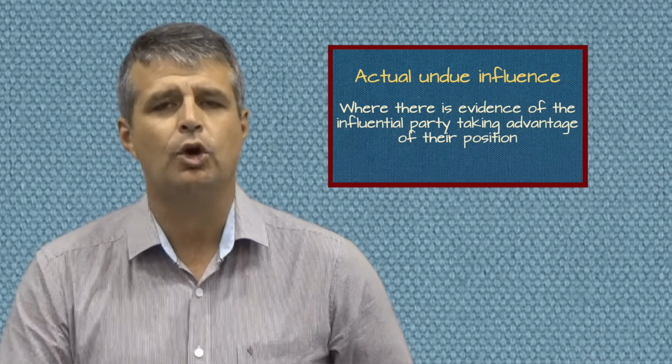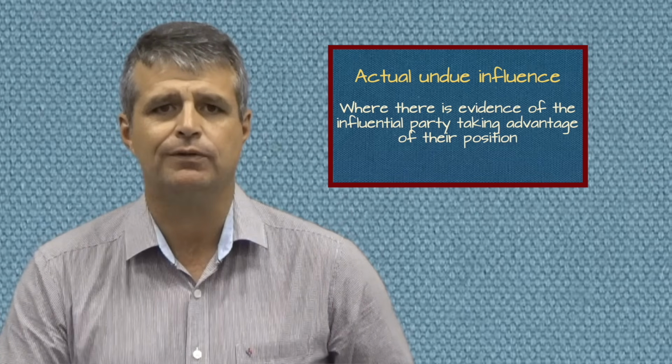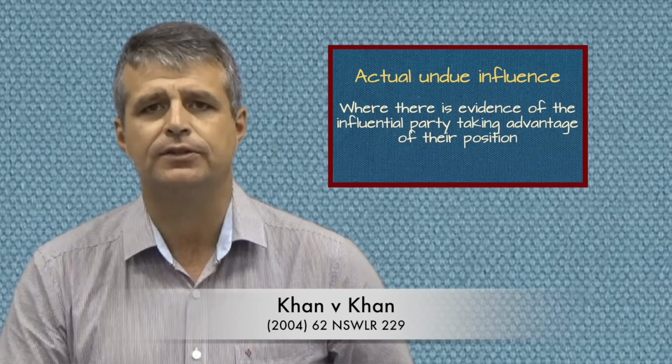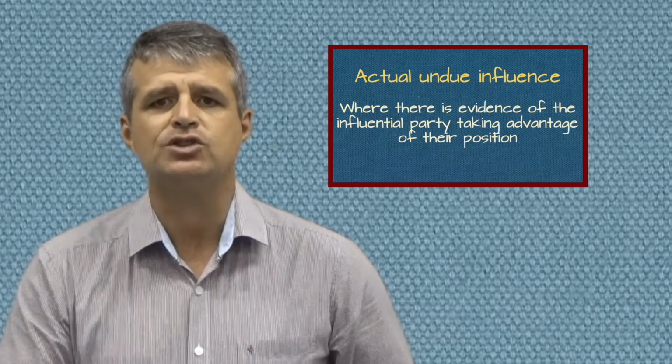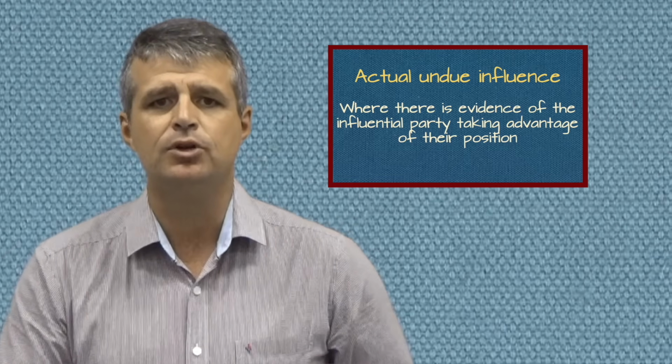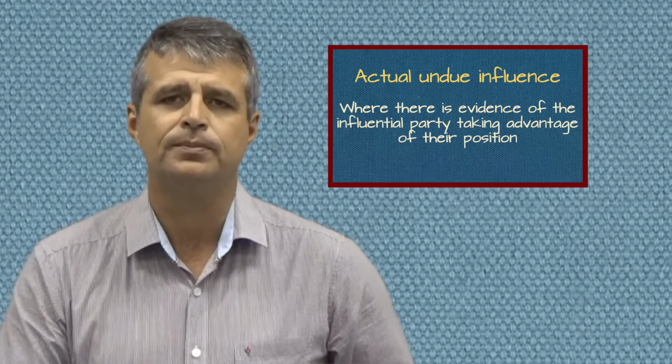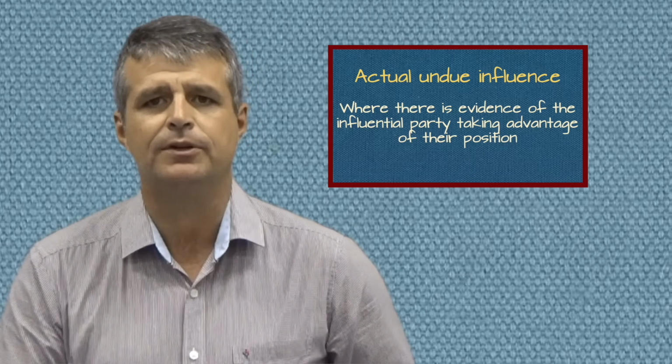The first is what we call actual undue influence. This is the simplest. It occurs when there is actual evidence of a person abusing their influence over someone else to persuade them to make some decision.